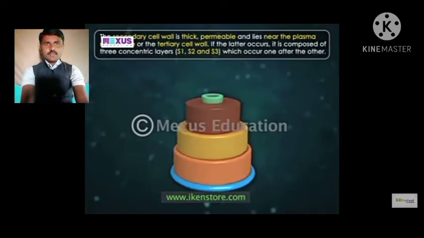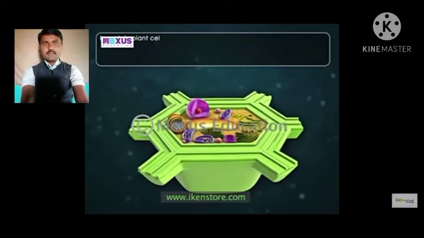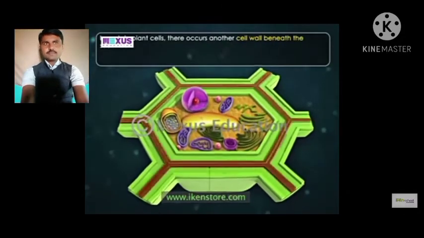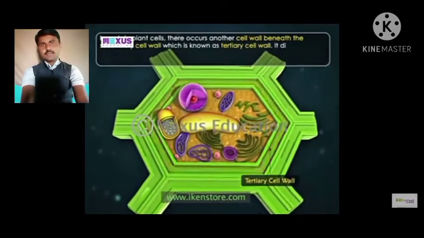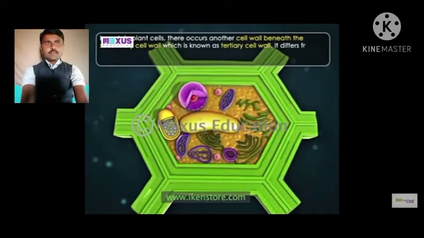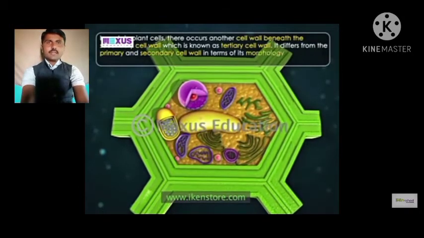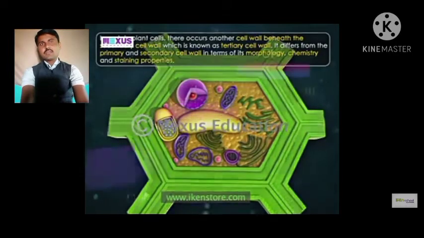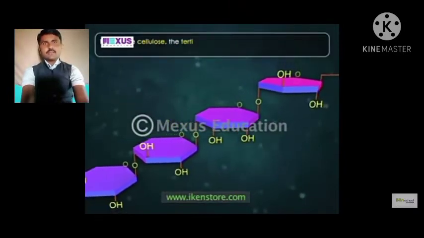So you see the cell wall is permeable. It has three concentric layers, S1, S2 and S3, which occur one after another. In some plant cells, there occurs another cell wall beneath the secondary wall, which is known as the tertiary cell wall. It differs from the primary and secondary wall in its morphology and chemical constituents as well as its staining properties.